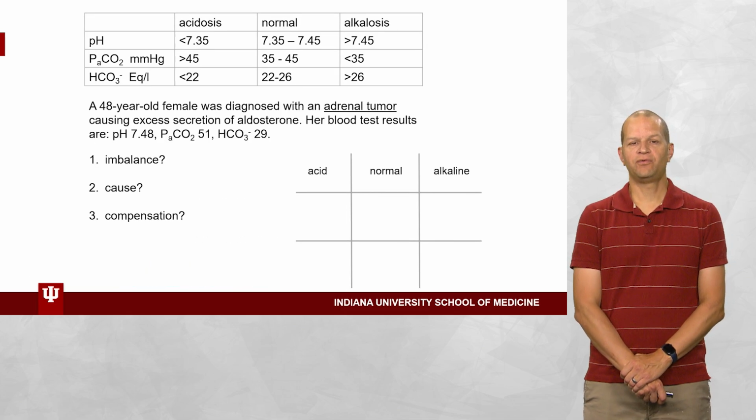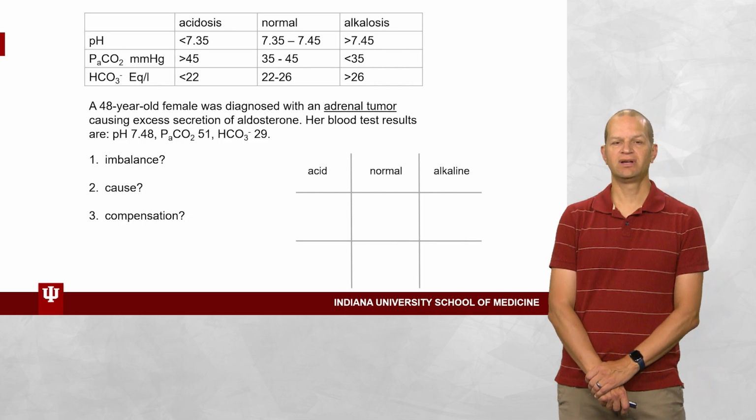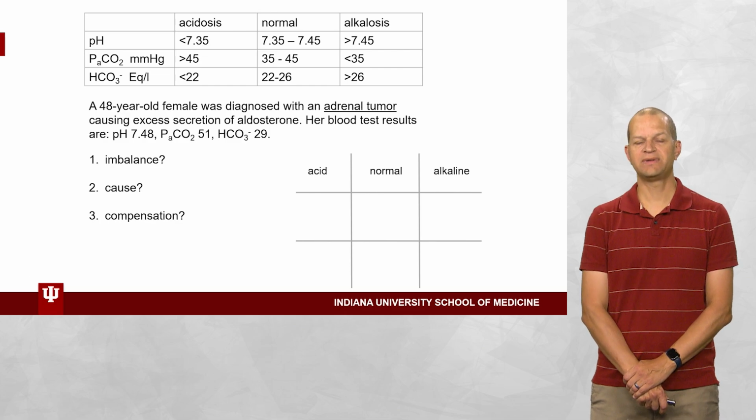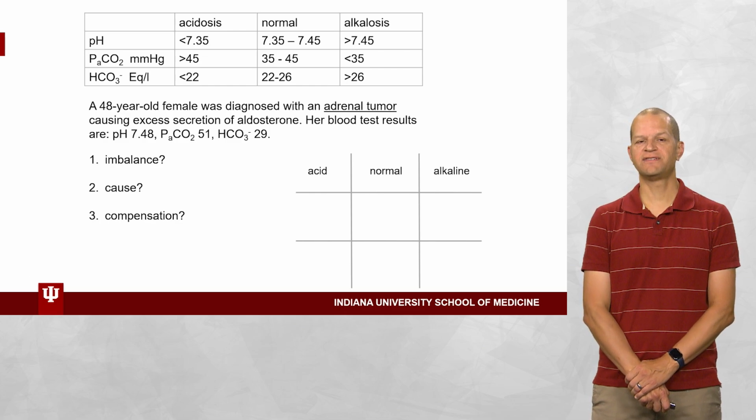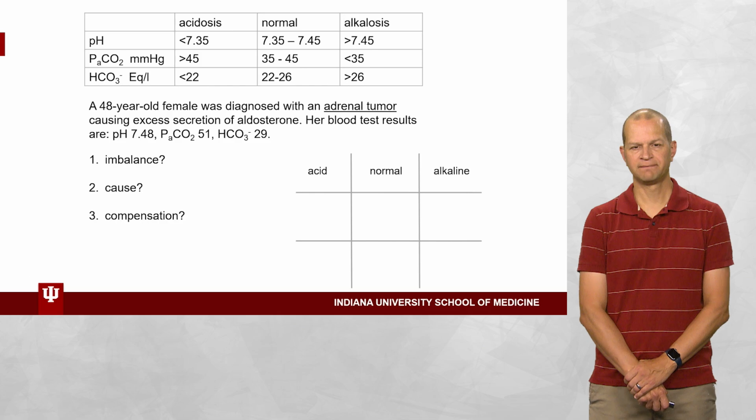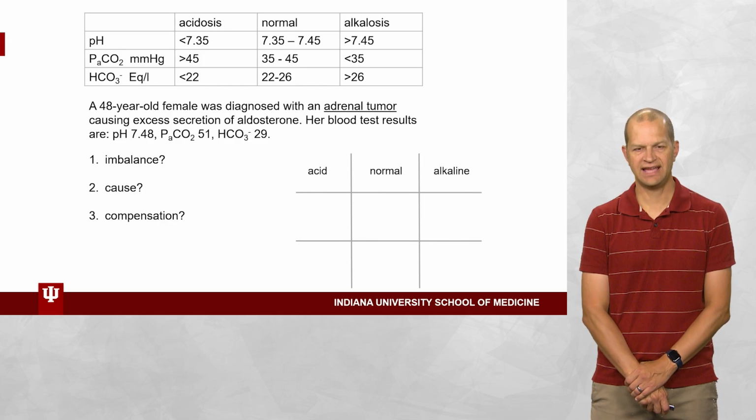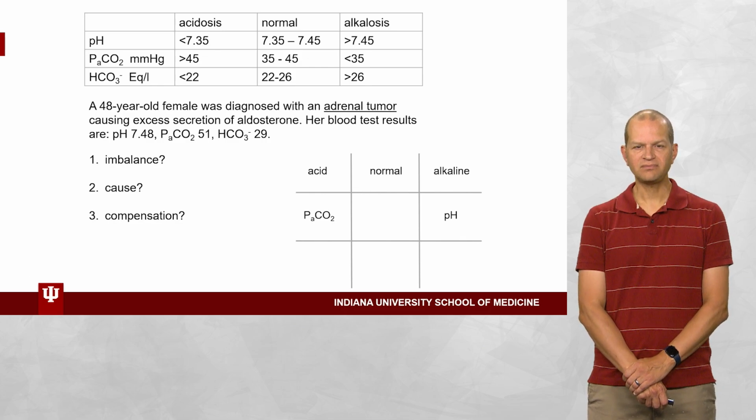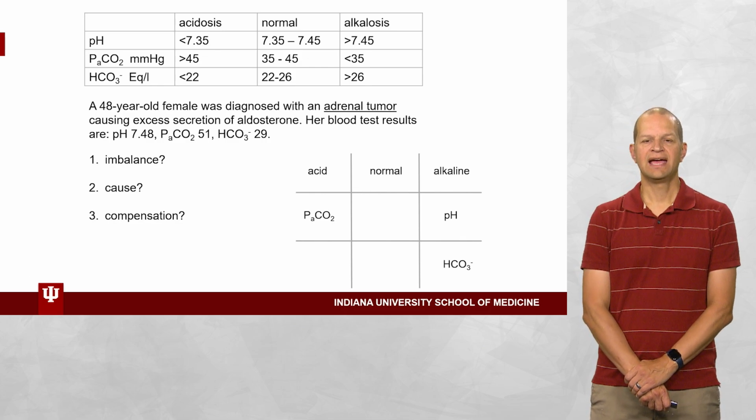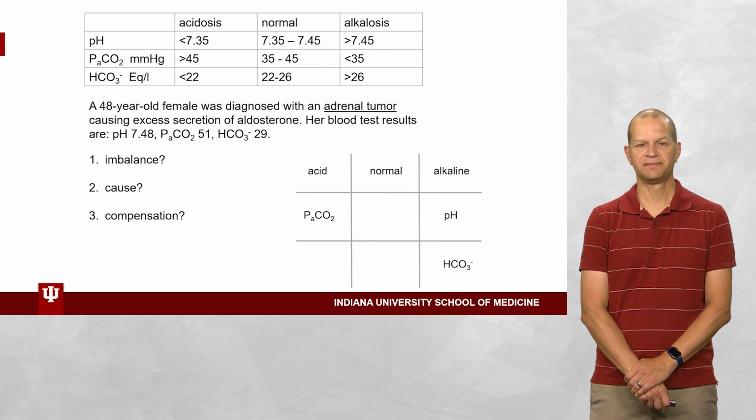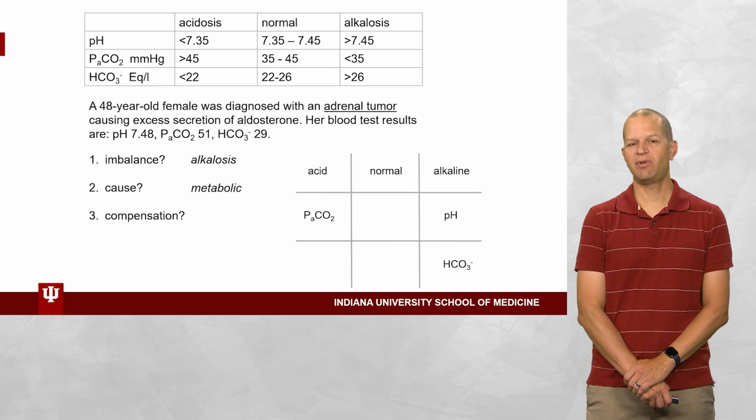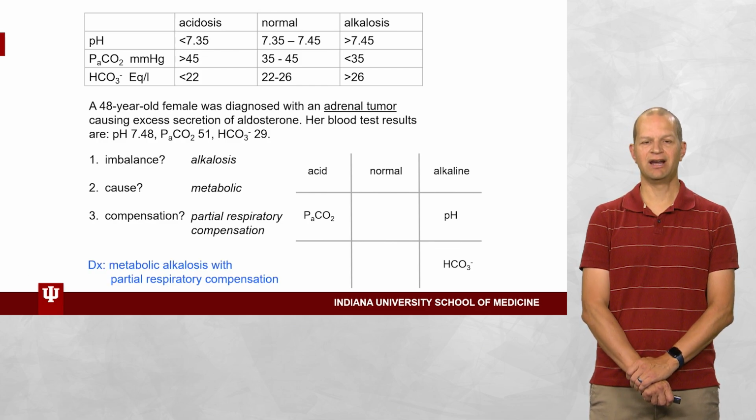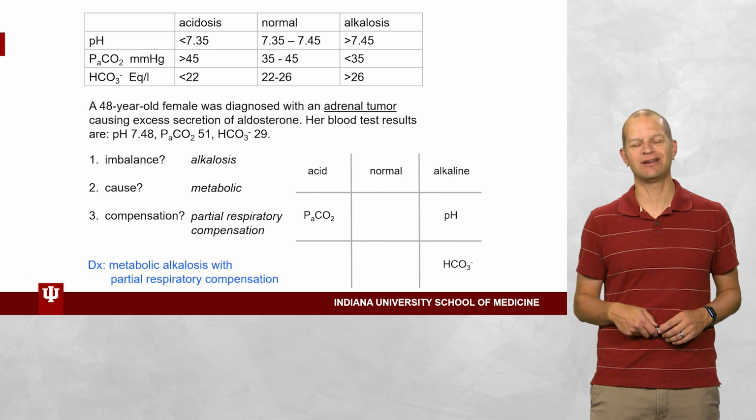Next, we have a 48-year-old female who was diagnosed with an adrenal tumor causing excess secretion of aldosterone. Her blood test results are a pH of 7.48, CO2 of 51, bicarb of 29. What condition does this patient have? Her pH is alkaline, her CO2 is acidic, and her bicarb is also alkaline. So that means she's got metabolic alkalosis with partial compensation. So we would diagnose her as metabolic alkalosis with partial respiratory compensation.